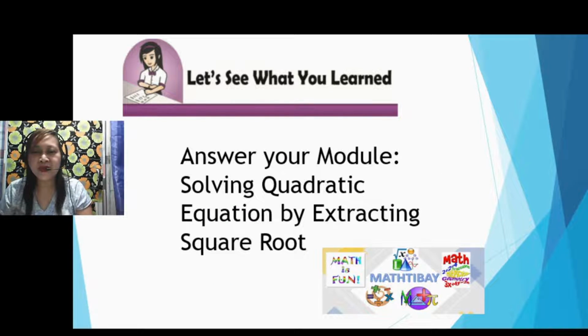Now you can solve your module on solving quadratic equations by extracting square roots. That's all for this session. Have fun learning, everyone.